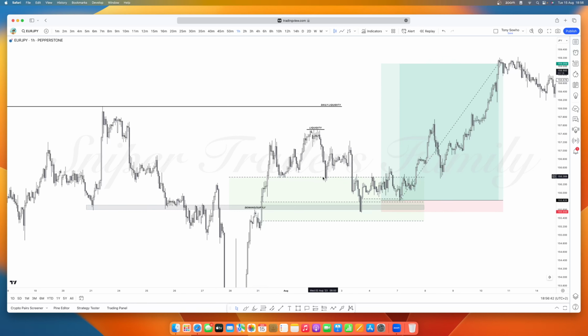Well, now price came into that imbalance I marked. That was from where? The daily time frame. So that is a higher time frame. Remember, I don't want to take my trade on the higher time frame. So what I did was just mark out that imbalance, and then I'm going to wait for price on a much smaller time frame.